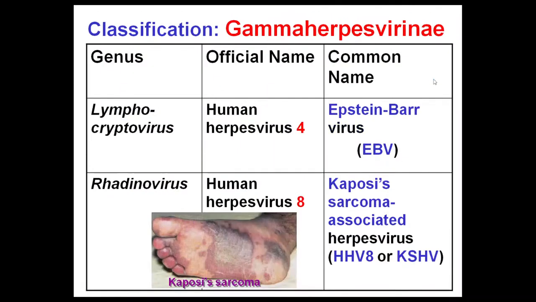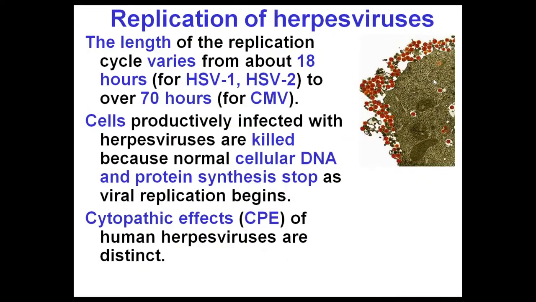And the third group is gamma herpesvirinae. Here we have two types of viruses: the lymphocryptovirus genus, that is Epstein-Barr virus, number 4, and the rhadinovirus genus, Kaposi sarcoma-associated virus, or human herpesvirus type 8. Now we start with the replication, and then we will additionally discuss the biological properties of all those subfamilies.